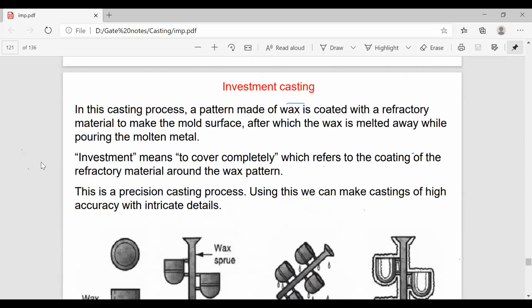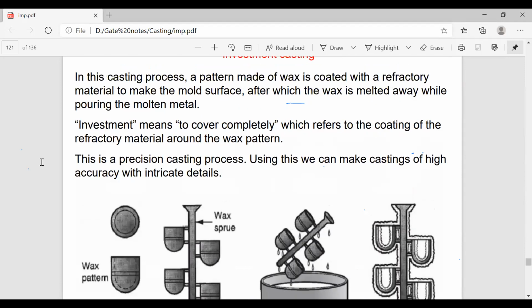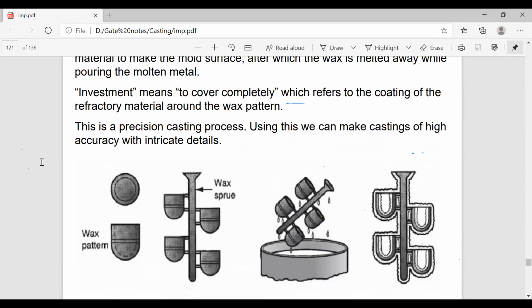So we'll see investment casting. This is an important one. In this investment casting process, the pattern is made of wax, and multiple patterns are there. It is also known as precision casting. Investment means to cover completely, which refers to the coating of refractory material around the wax pattern.